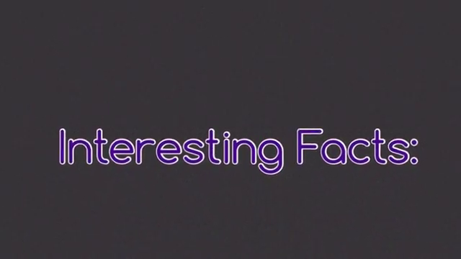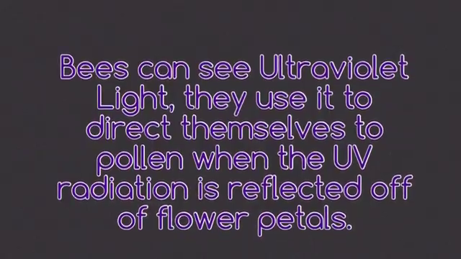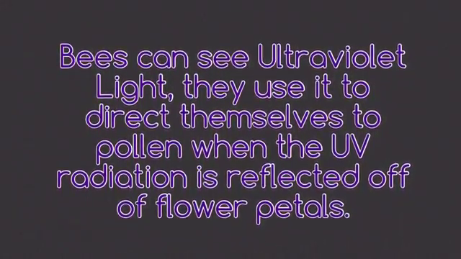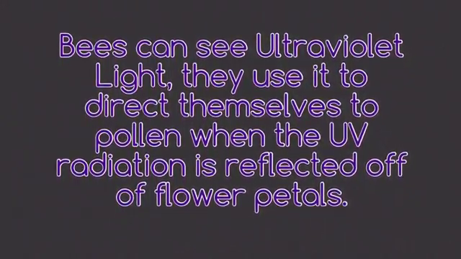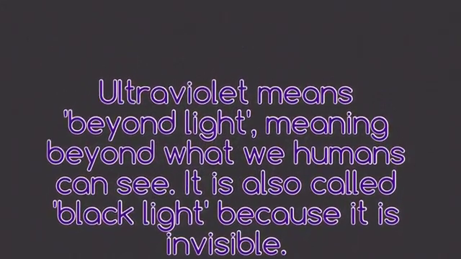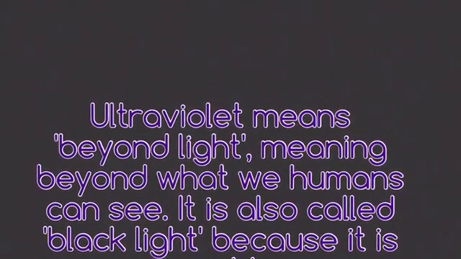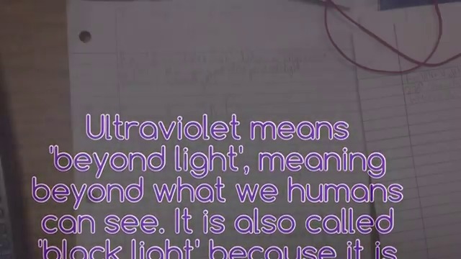Interesting facts. Bees can see ultraviolet light. They use it to direct themselves to pollen when the UV radiation is reflected off of flower petals. Ultraviolet means beyond light, meaning beyond what we humans can see. It is also called black light because it is invisible.